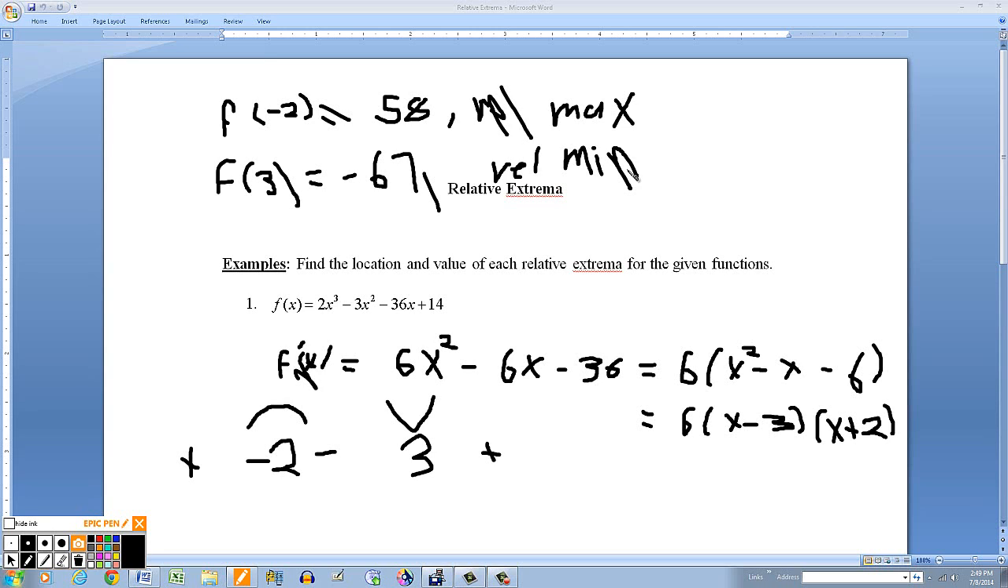So the actual critical point, which I referred to in the last video, for this function is negative 2 and 58. Negative 2 and 58 then would correspond to your relative maximum point, and the point 3 and negative 67 would refer to your relative minimum point. So again, that's 3 and negative 67.